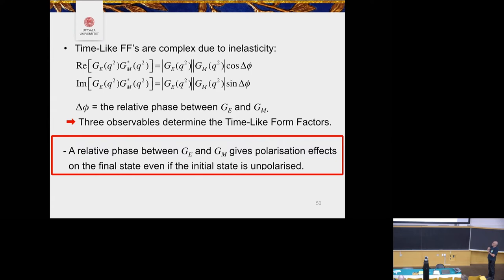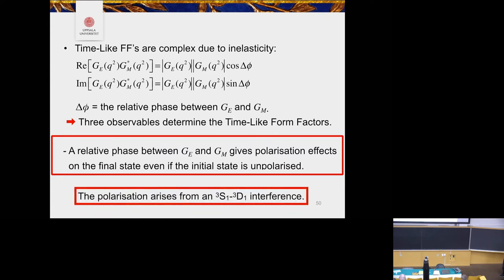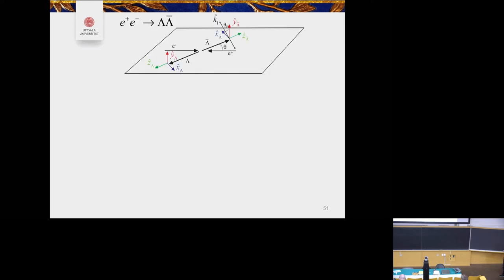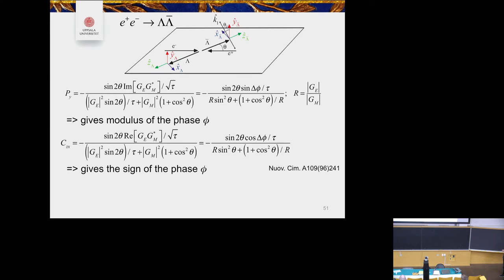And this phase gives the polarization of the final state, even if the initial state is unpolarized. And in fact, the polarization arises from triplet S, triplet D interference of the final state particles. These are the only quantum numbers that are allowed. And this has been measured at best in e+ e- to lambda, lambda bar. And it's straightforward. Polarization, you measure in exactly the same way as you measure for p pbar.